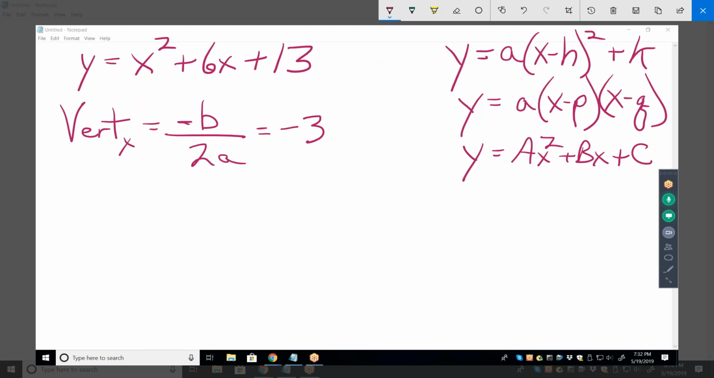Okay, now the next thing we need to know is the y-coordinate of the vertex. How do we get that? There's a formula for it, but you don't need to memorize that. It's much easier to just, since we've solved for the x-coordinate, how can we get the y-coordinate? You just plug it back in. So that gives you 9 minus 18, which is minus 9, plus 13, which is plus 4.